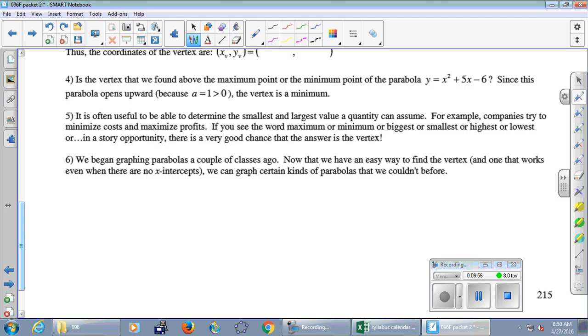So in these word problems that you're going to tackle today and in the homework, it is not going to say find the vertex. It's going to say maximum or minimum or highest or lowest. And so you need to translate that right away to saying, oh, it's just asking for the vertex.